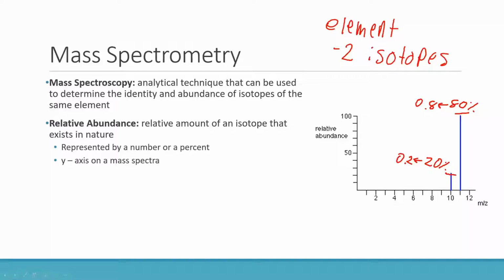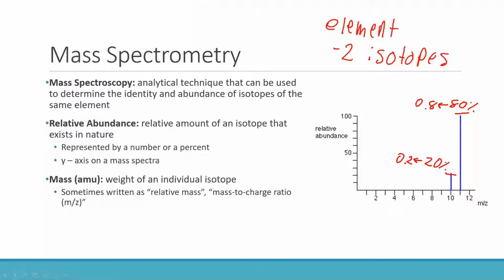Now for the x-axis, that is going to represent the mass or the weight of each isotope. Now, the x-axis will be labeled in a variety of different ways. You'll either see it as relative mass, atomic mass, mass to charge ratio, or m over z. As you can see from this graph right here, or this spectra, it's labeled as m over z. But they all essentially mean the same exact thing. It's just the mass of each isotope.